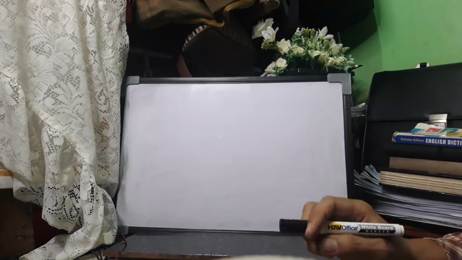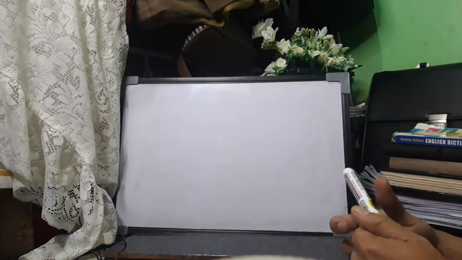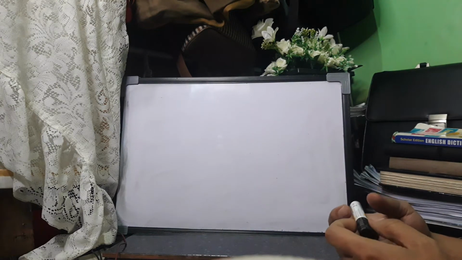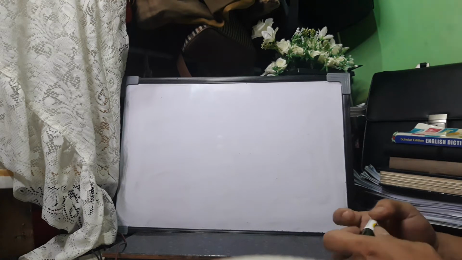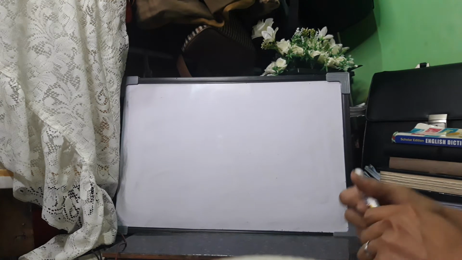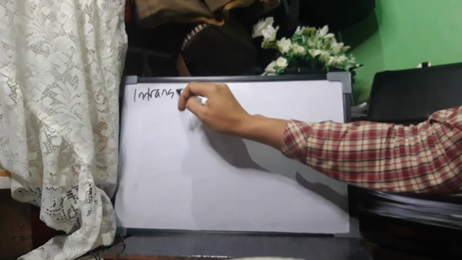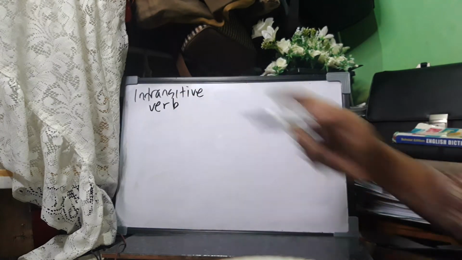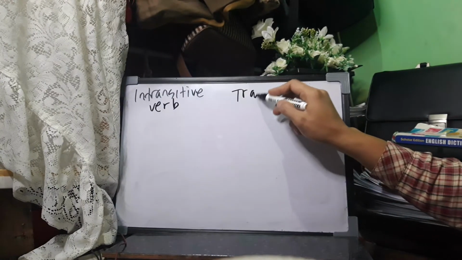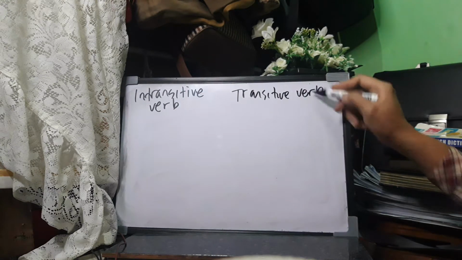So let's have part two of the lecture regarding the five basic sentence patterns. Just like what I told you in the first video, we have the verbs that we're going to use in the five basic sentence patterns. What are they? Number one, we have the intransitive verb, and then the second one is the transitive verb.